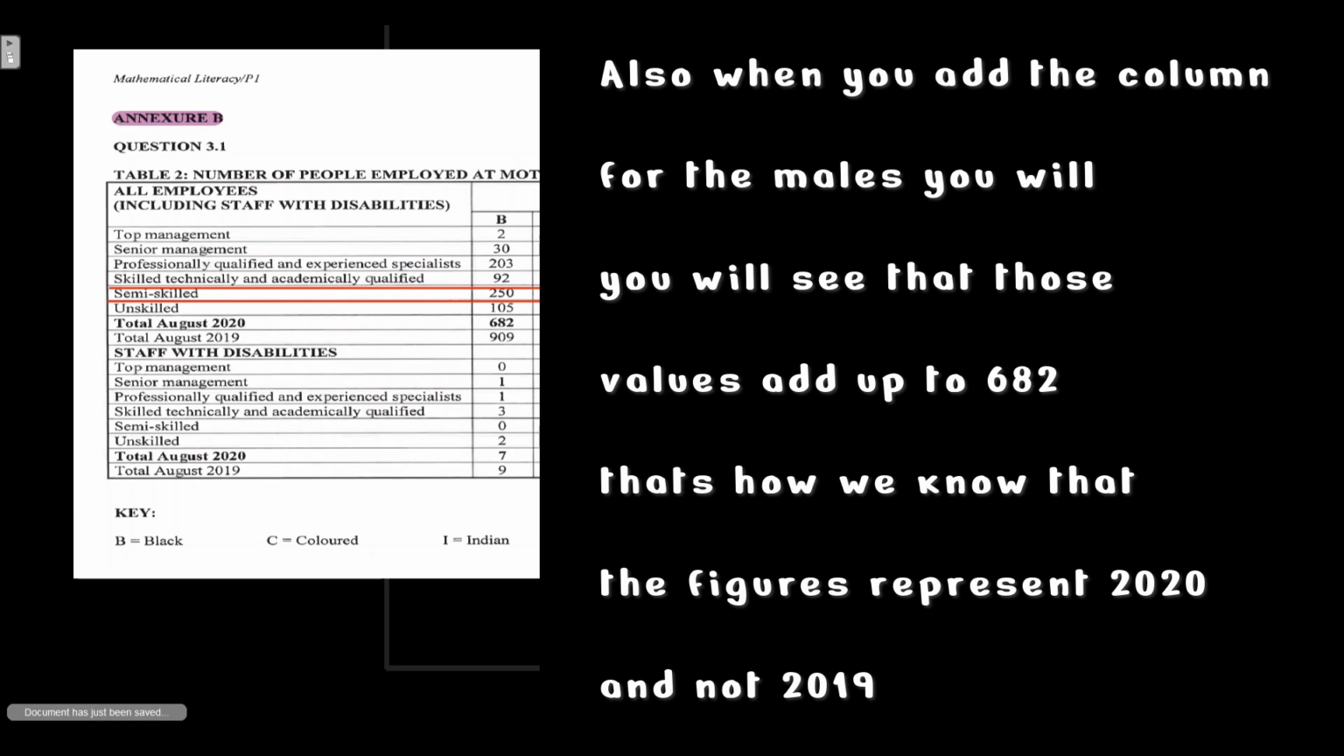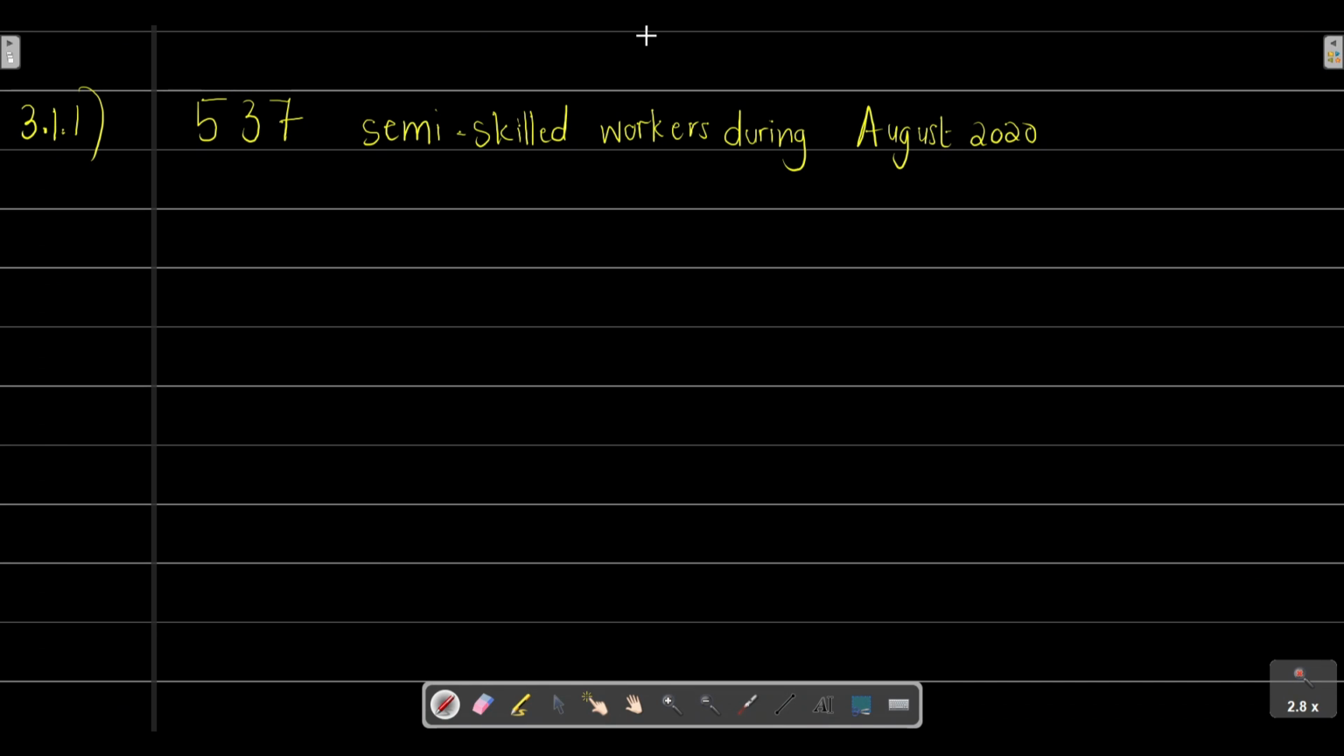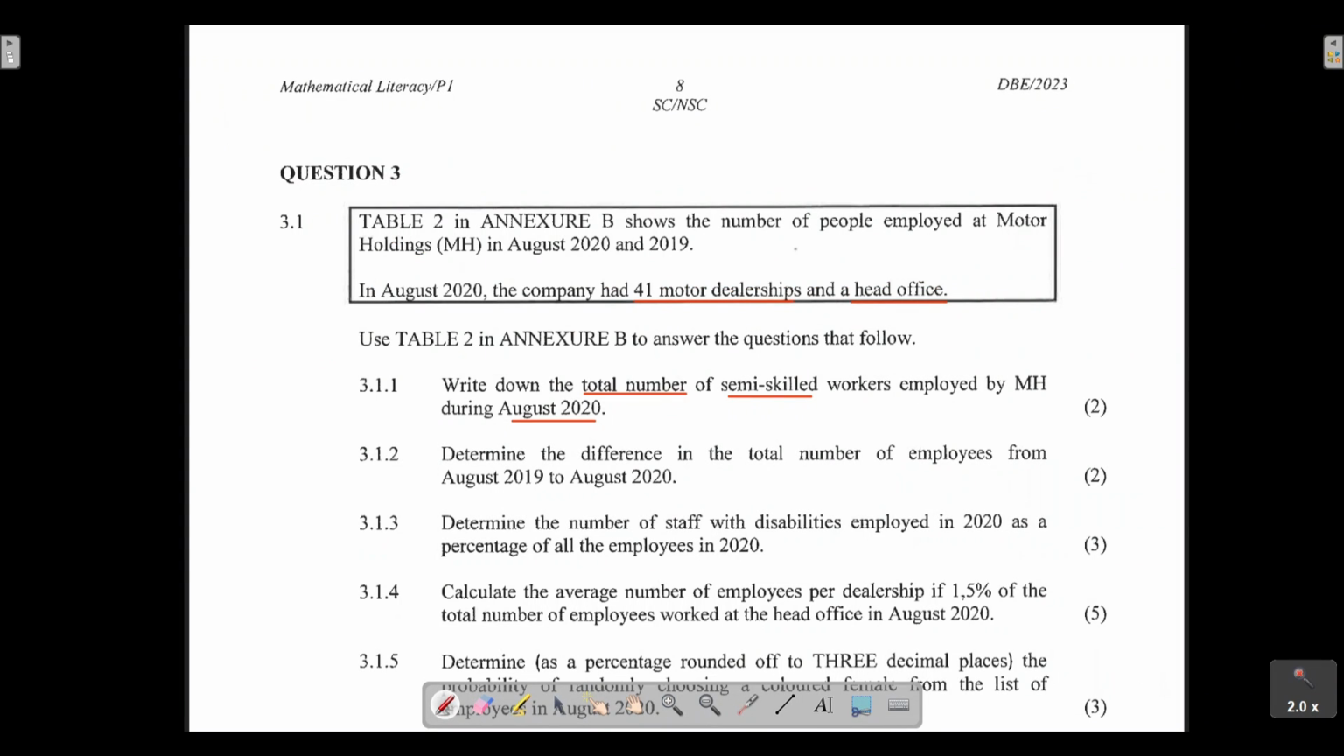Okay, so that's how we know that all of these values that are given in all these rows are actually the statistics for all the employees for the year 2020 and not the year 2019. So that's how we know that these semi-skilled workers were the ones that were employed during August 2020, right? So we had 537 semi-skilled workers. Okay, so that is our answer. All right, so we had 537 semi-skilled workers during August 2020. All right, let's have a look at the next question.